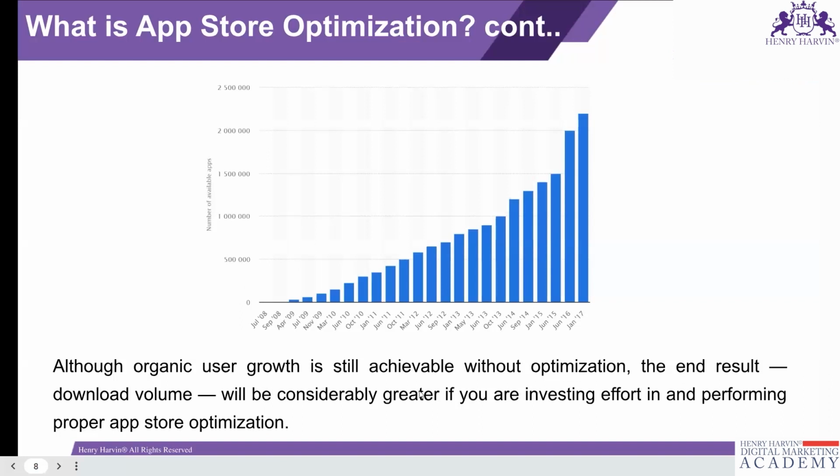Although organic user growth is still achievable without optimization, the end result download volume will be considerably greater if you are investing effort in and performing proper app store optimization. So if you are putting in your effort, then definitely you will get results, because if people are downloading it and your service is good, then definitely people love it.